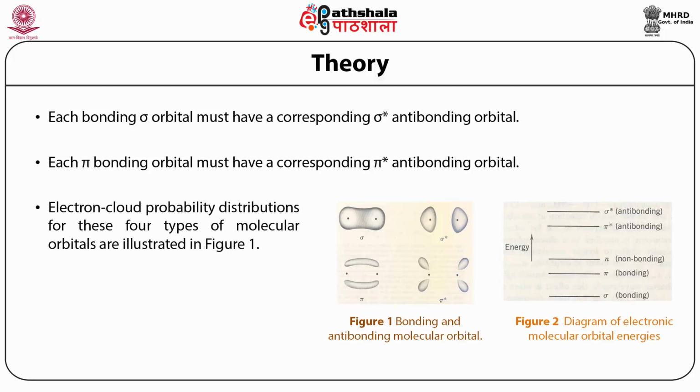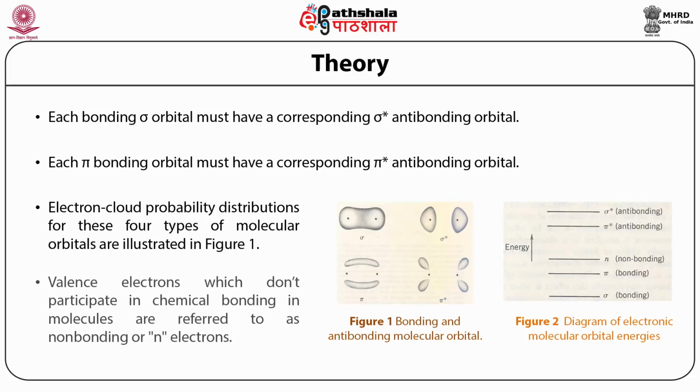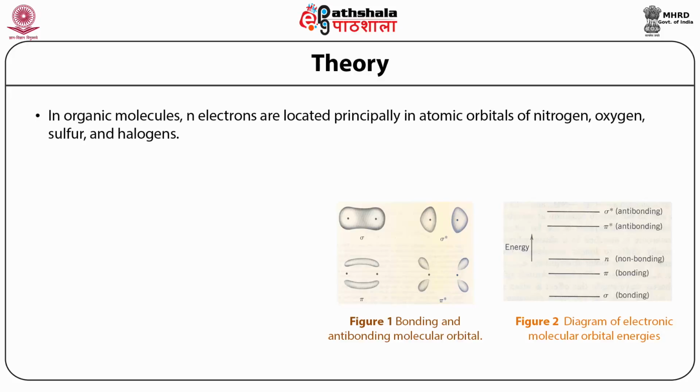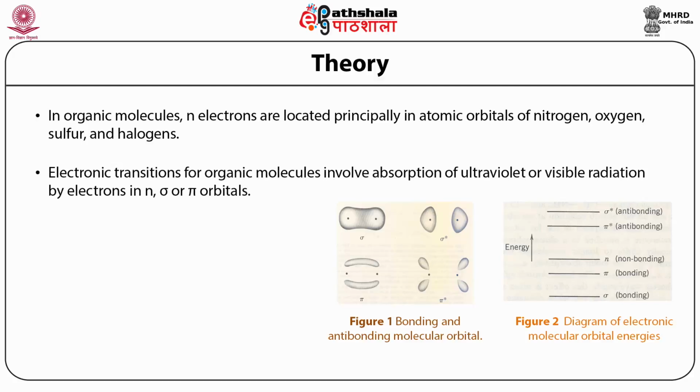Electron cloud probability distribution for these four types of molecular orbitals has been shown in figure 1. Valence electrons which are not participating in chemical bonding in molecules are referred to as non-bonding or n-electrons. In organic molecules, n-electrons are located principally in the atomic orbitals of nitrogen, oxygen, sulfur, and the halogens. Electronic transitions for organic molecules involve the absorption of ultraviolet or visible radiation by electrons in n, sigma, or pi orbitals and result in their promotion to some higher energy antibonding orbitals or an excited state.